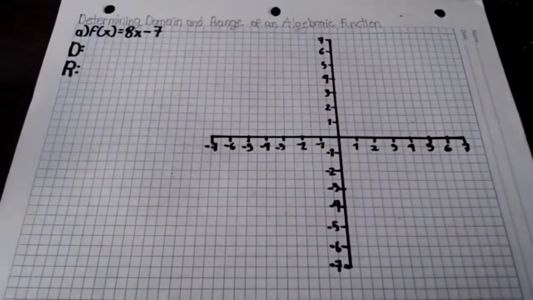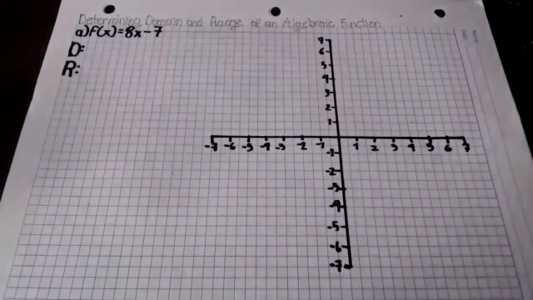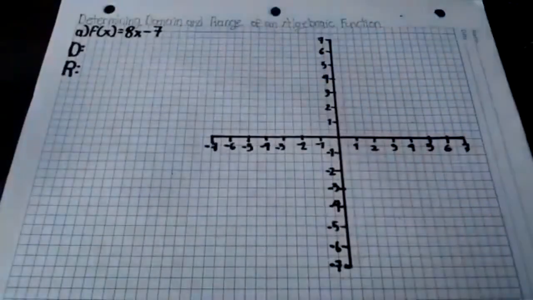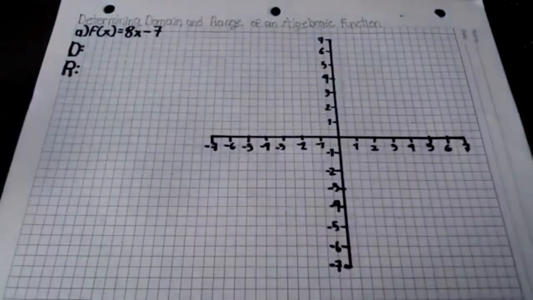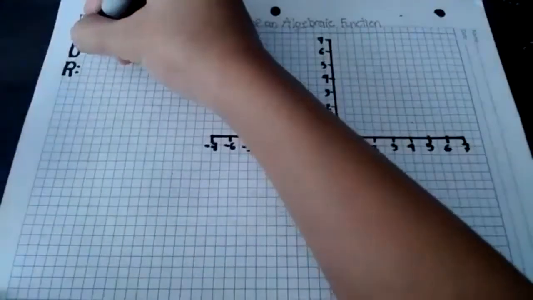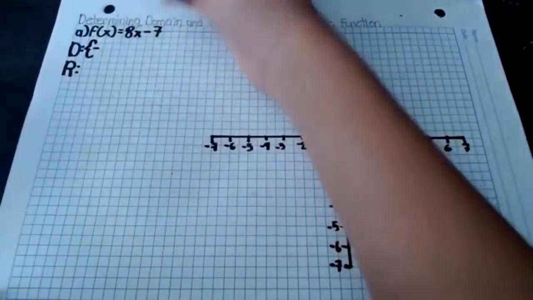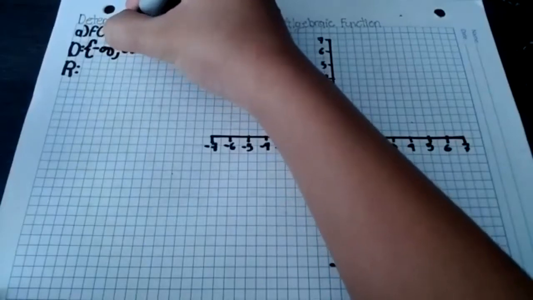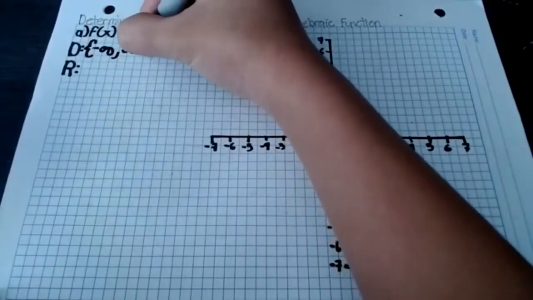Now we are going to determine the domain and range of an algebraic function. This one is a linear function, and thus the domain and the range will always be infinite. So here we don't have to do any operation. First, we put the negative infinity and then the positive infinity.